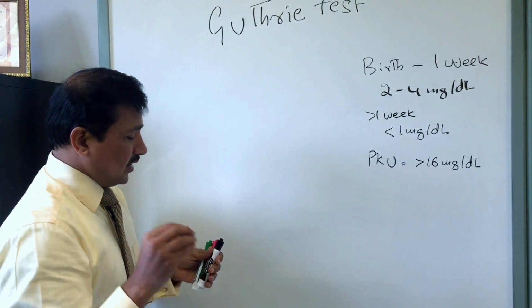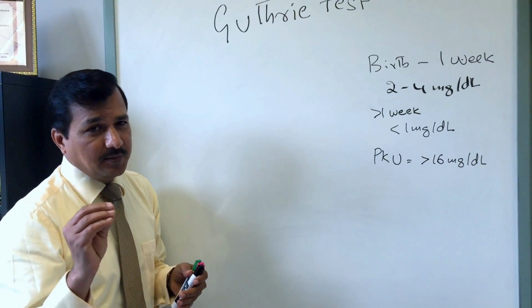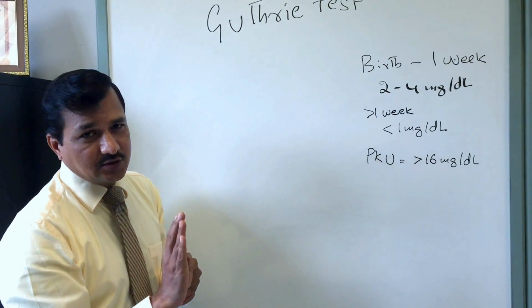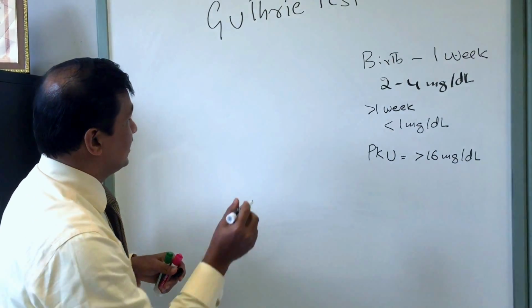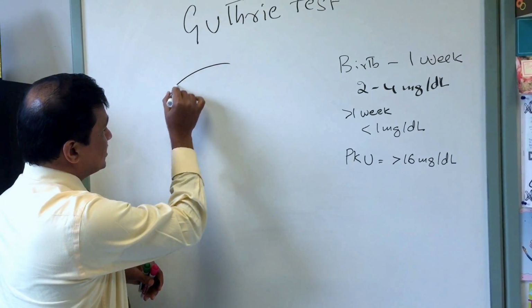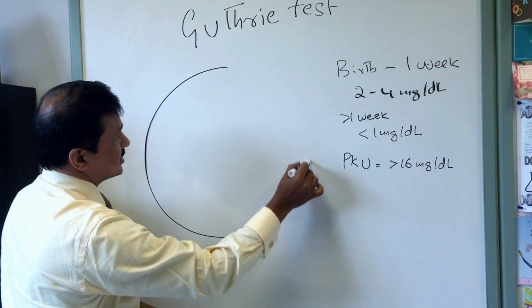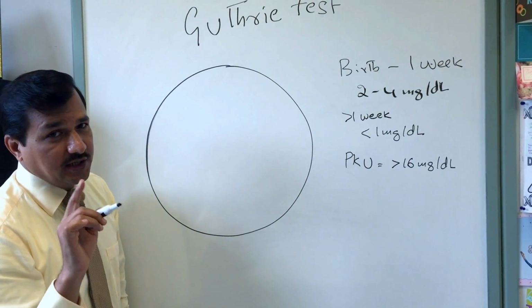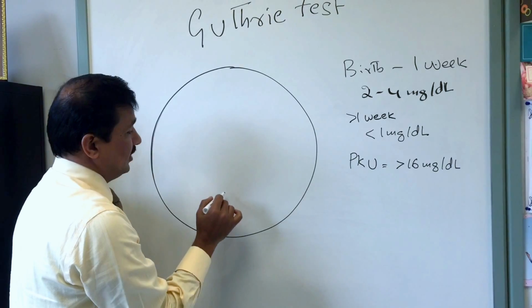The blood sample is taken by the heel prick method on a filter paper, and that is sent to the laboratory. In the laboratory, that blood spot is taken and placed on a petri dish which has agar media, and within that agar media, bacterial spores are placed.